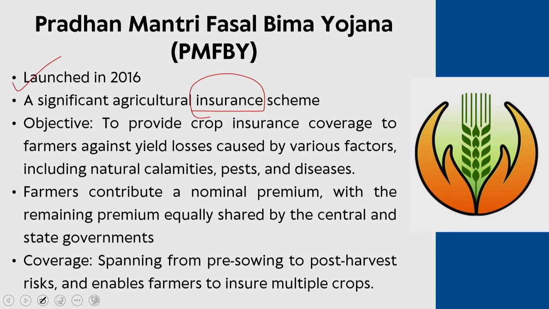So Pradhan Mantri Fasal Bima Yojana endeavors to alleviate the financial burden on farmers during crop failures and furnish them with a safety net, typically to manage risk and uncertainty in agriculture. So under this PMFBY, farmers contribute a nominal premium with the remaining premium equally shared by the central and the state government. So the contribution from the government is significant, both the state as well as the central government. The scheme offers comprehensive coverage spanning from, please note, pre-sowing to post-harvest risks, and enables farmers to insure multiple crops. So claims are settled based on crop loss assessments conducted by government appointed agencies, ensuring transparency and prompt compensation. So this is what the Pradhan Mantri Fasal Bima Yojana, PMFBY, is all about.